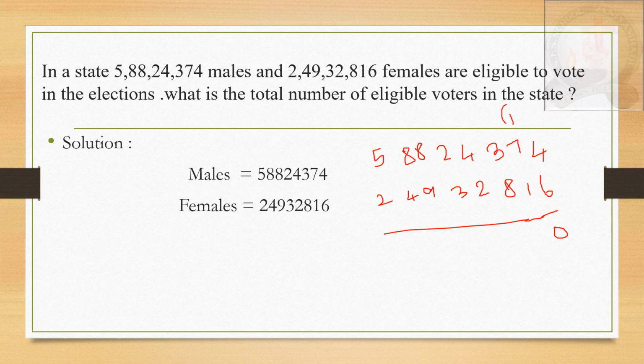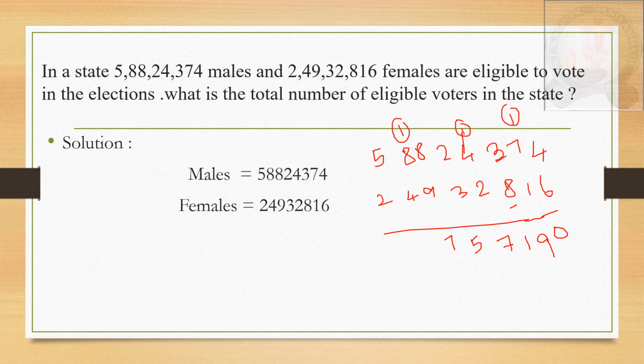Now 4 plus 6 is 10. For 10, write 0 and carry 1 to the next digit. So 1 plus 7 is 8, 8 plus 1 is 9. There is no carry. 3 plus 8 is 11. For 11, you should write 1, and 1 should carry to the next digit. Next, 1 plus 4 is 5, 5 plus 2 is 7, then 2 plus 3 is 5.